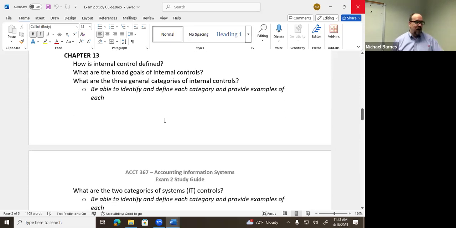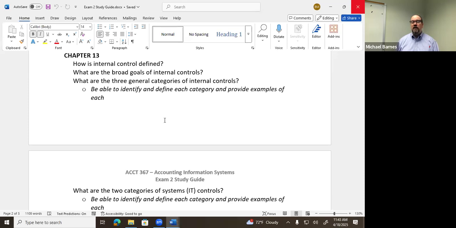So internal controls, we have 3 general categories of internal controls. Be able to define each category and provide examples of each. This is a really important one, as I alluded to. The 3 general categories of internal controls are preventive controls, then detective and corrective controls. Remember, detective and corrective are generally used jointly together. Okay, when there's a problem, we have to find it and then we have to fix it. But preventive controls prevent a problem from occurring in the first place.